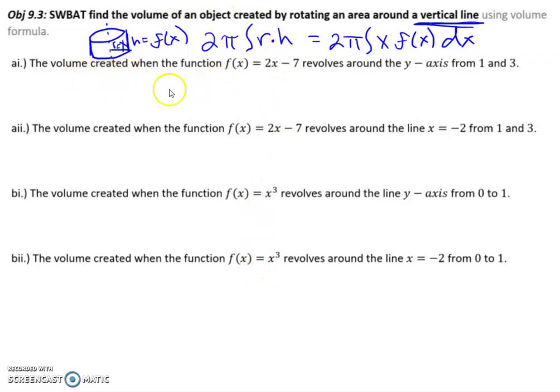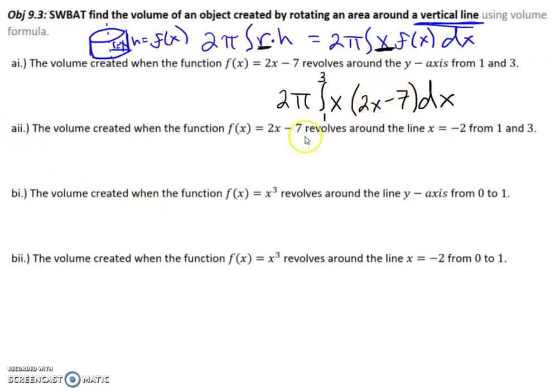Our first one is volume created when this function is revolved around the y-axis from 1 to 3. So these problems always start by putting a 2 pi followed by the integral symbol. In this case, we're integrating from 1 to 3. And since it's just revolving around the y-axis, our formula just will have an x there to represent the radius. And then the height will be whatever f of x is, so 2x minus 7 dx. We're not going to do anything else to this, but if you needed to actually integrate it, you would probably just distribute in the x, and then you could.